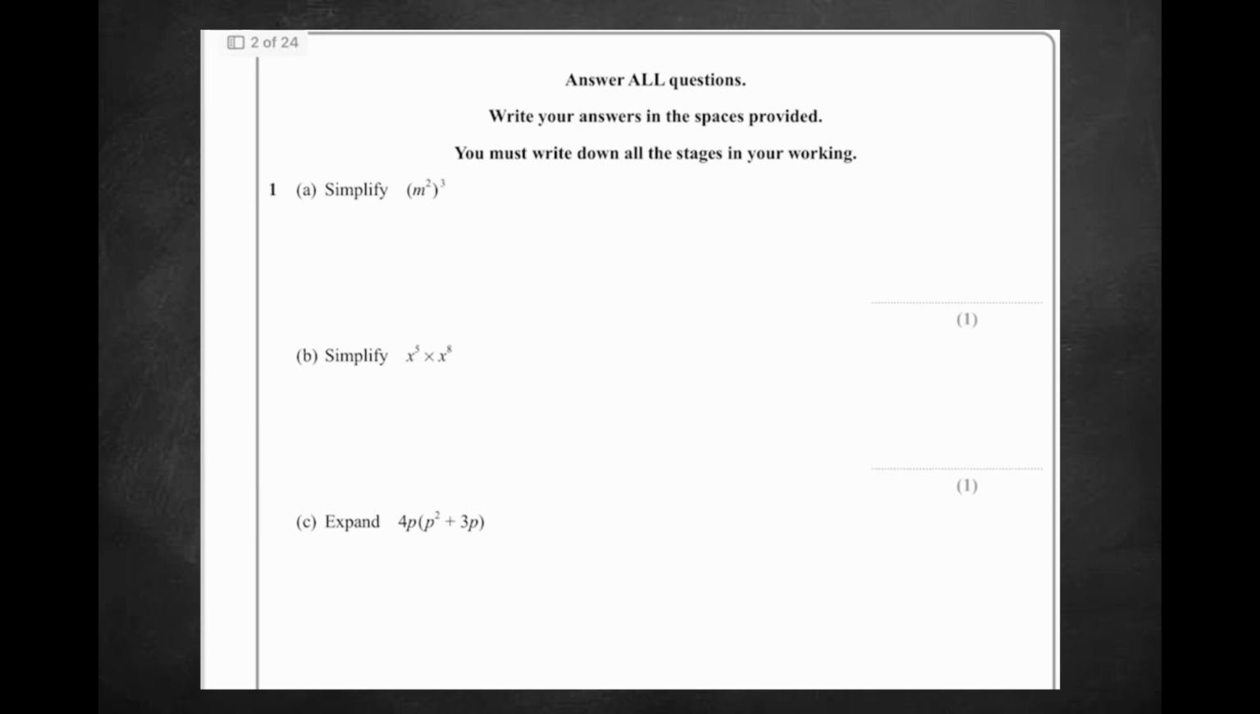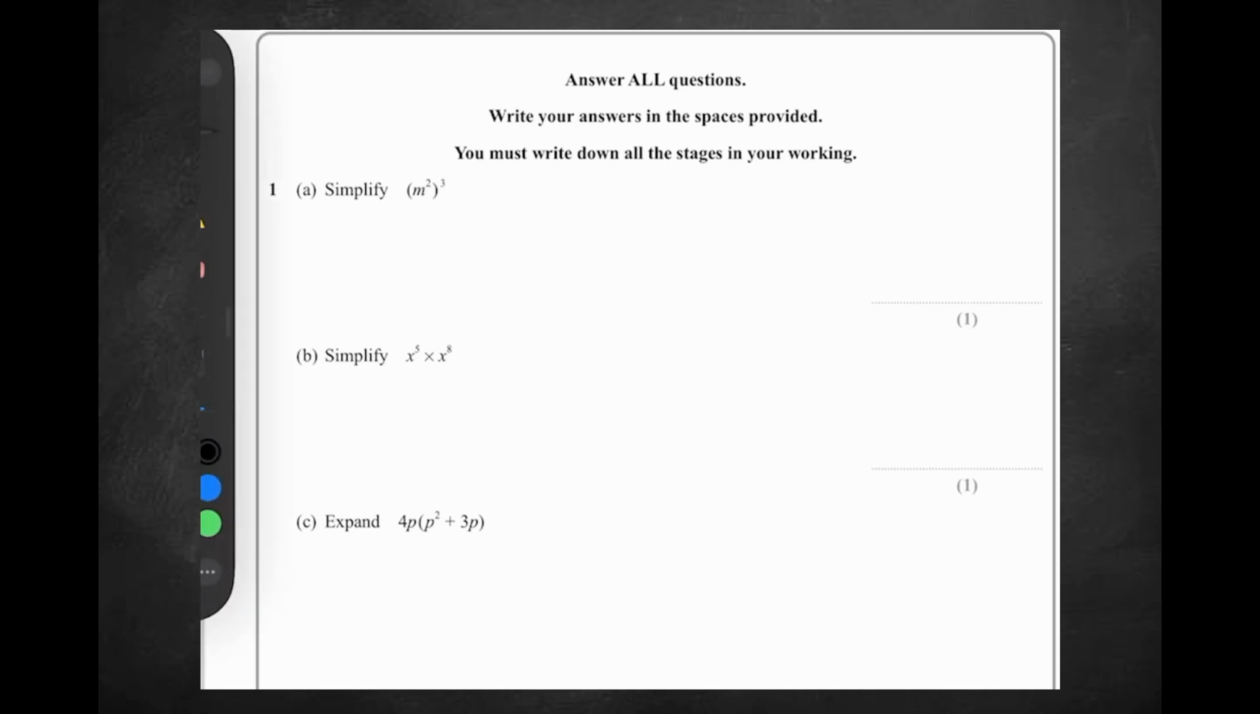Question number 1. Simplify m squared to the power 3. So all we need to do here is multiply the two powers together as it's inside a bracket. So we're going to say m to the power 2 times 3, which is just m to the power 6.